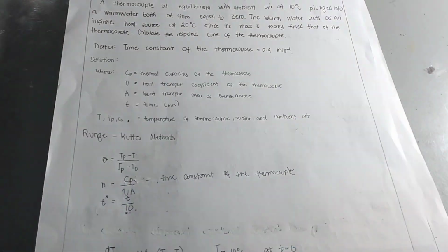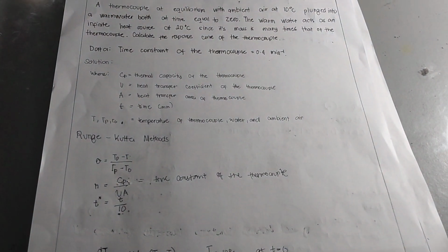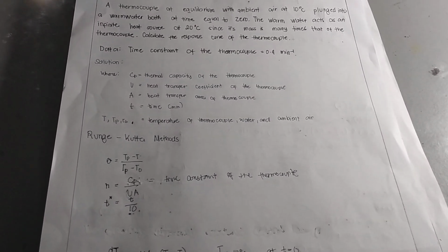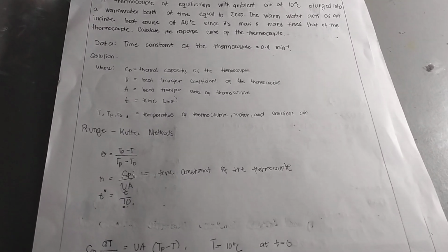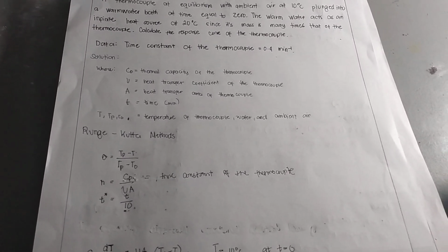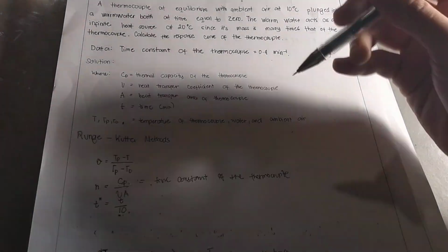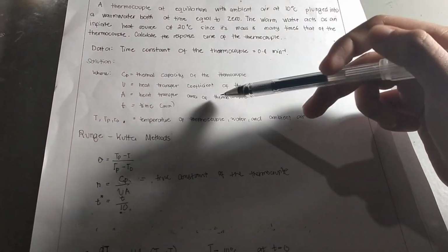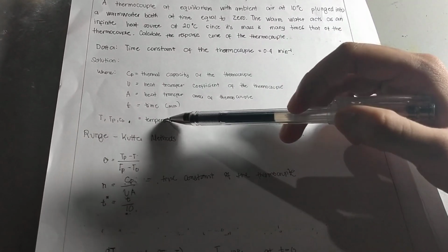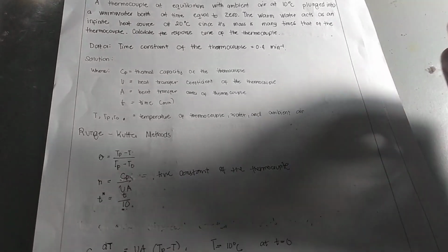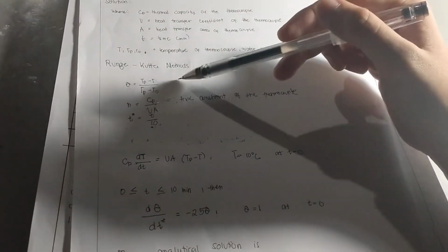Data: the time constant of the thermocouple is 0.4 minutes, where Cp is the thermal capacity of the thermocouple, U is the heat transfer coefficient of the thermocouple, A is the heat transfer area of the thermocouple, and t is time, T is the temperature of the thermocouple, T_w the temperature of the water, and T_a the temperature of the ambient air. So we're going to use the Runge-Kutta methods.